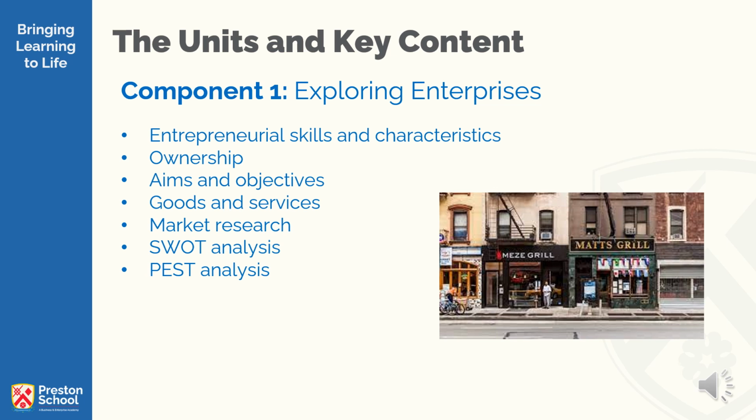So let's explore these components in more detail. Let's start with component 1, Exploring Enterprises. So in this unit, you'll be learning about the different skills and qualities which entrepreneurs have which make them successful. You will learn about business ownership, which ranges from small sole traders to larger LTDs, the different aims and objectives of different organisations, goods and services. We'll learn about market research, why it's important, and different methods that companies could use to find out what their customers want and need. And finally, you'll learn about situational analysis tools such as SWOT and PEST, and how they're used to help businesses identify their external influences.